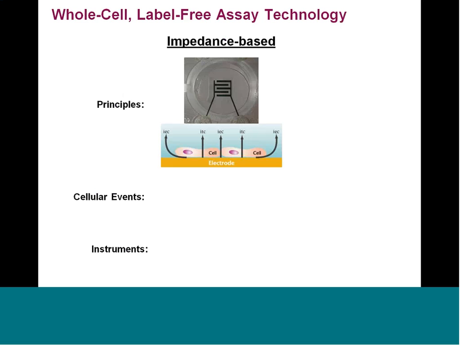are then covered by a cell layer, and that cell layer forms a resistive barrier to current flow between the electrodes. Now, we don't call this a resistance assay because it's not a direct current that's passed between the two electrodes, but rather an alternating current, and that'll become important in a moment. So since it's alternating current, it's called impedance, not resistance.